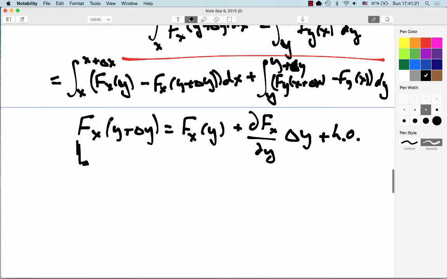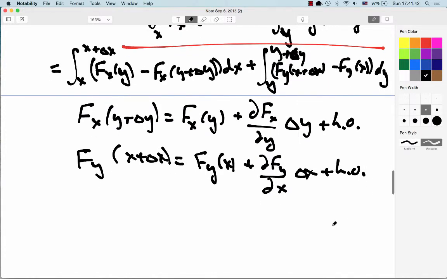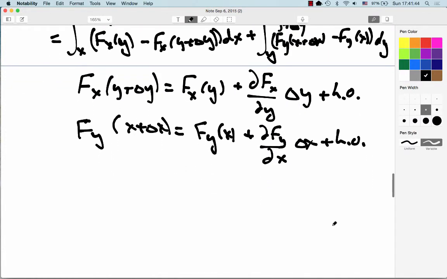Similarly, we can say f of y at x plus delta x equals f sub y at x plus partial f sub y partial x delta x plus, again, higher order terms that we're going to, again, make the box small enough so as to not matter.